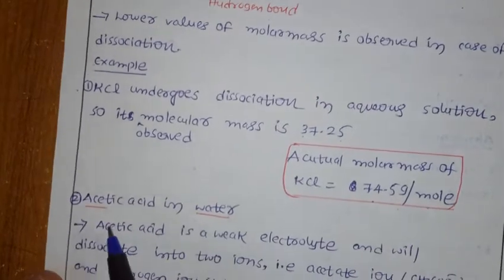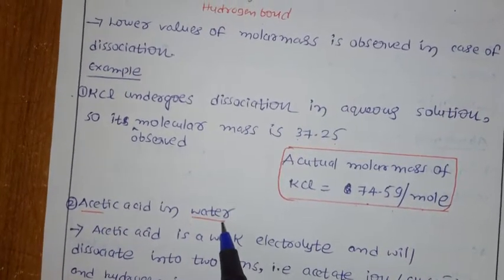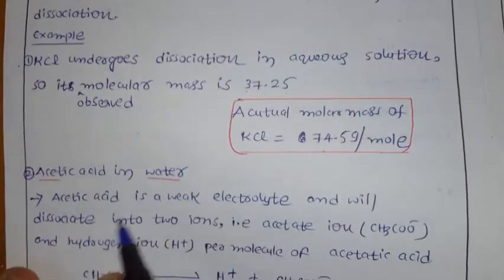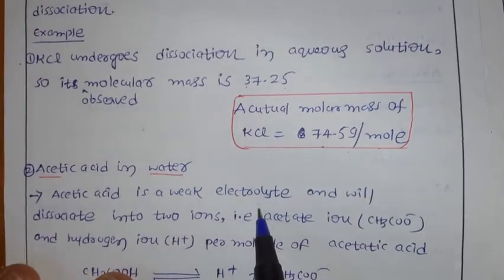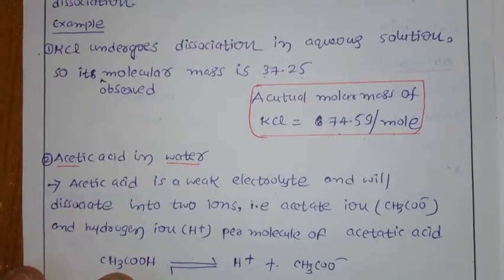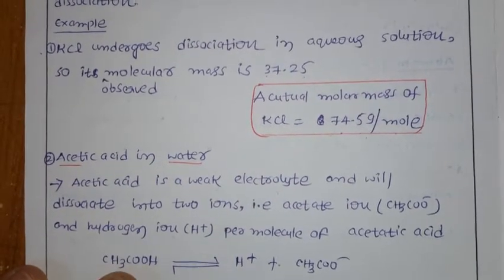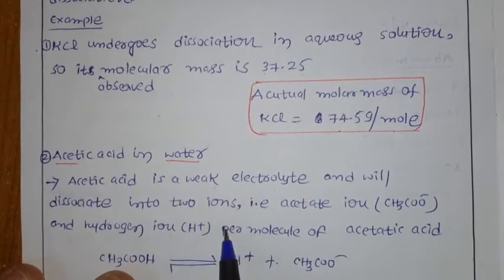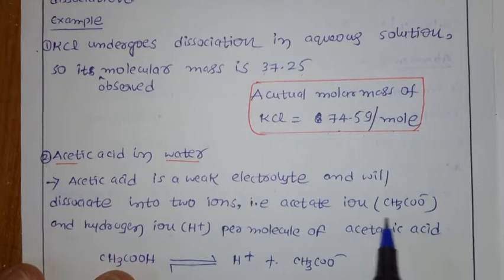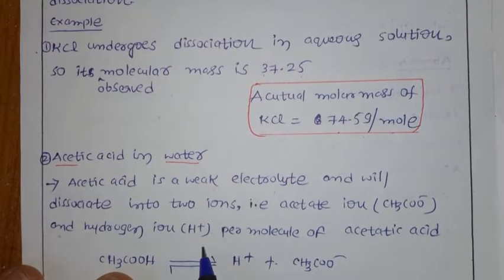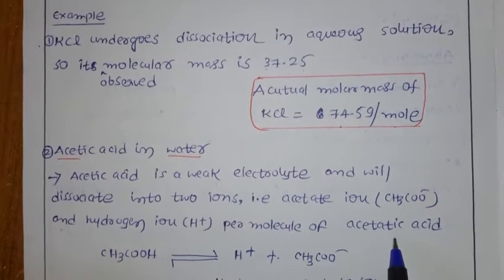Again, if you see acetic acid in water, I am taking acetic acid again, but in water. Acetic acid is a weak electrolyte. Weak electrolyte means it does not undergo 100% dissociation. Acetic acid is a weak electrolyte and will dissociate into ions, that is acetate ion, CH3COO minus, and hydrogen ion H plus per molecule of acetic acid.